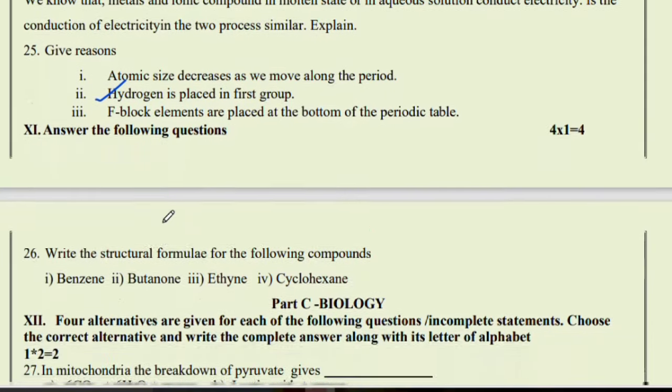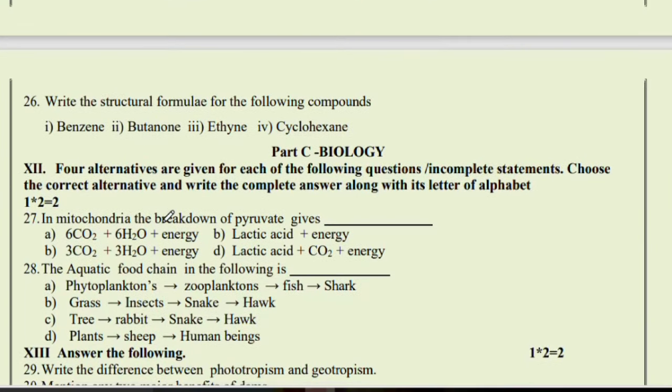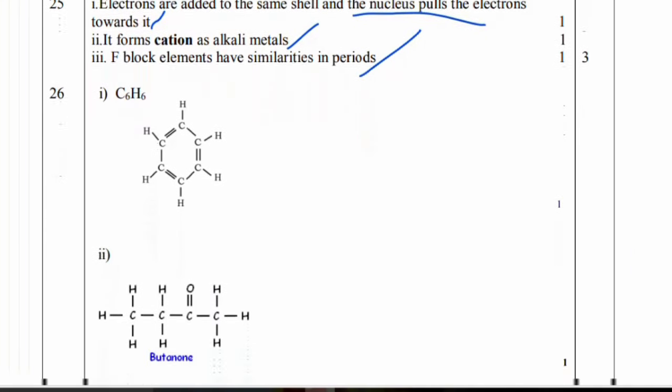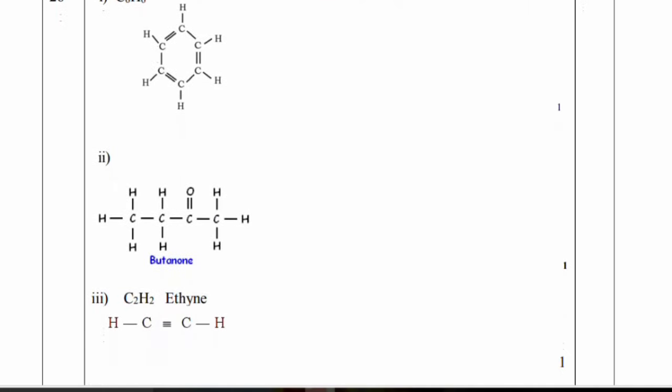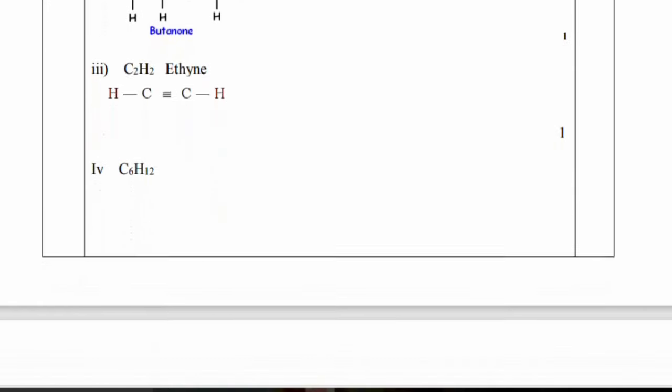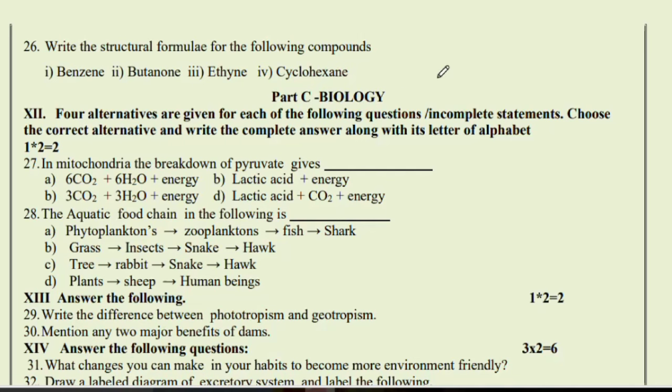Next, 4 marks questions. Write the structural formula for the following compounds: benzene, butanone, ethene, cyclohexane. So, look at the benzene structure, learn it. Butanone. Next, ethene. Next, cyclohexane. So this is the structure for cyclohexane. Did you understand?